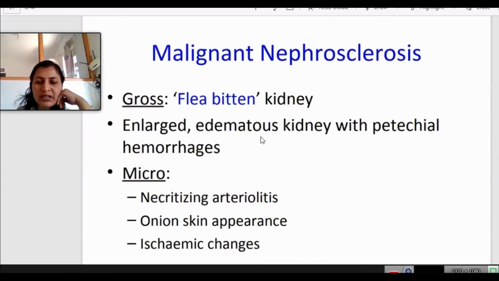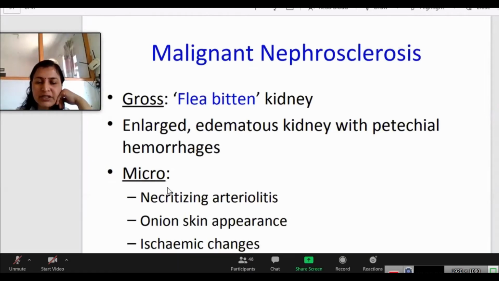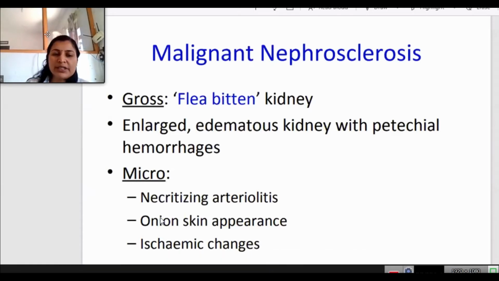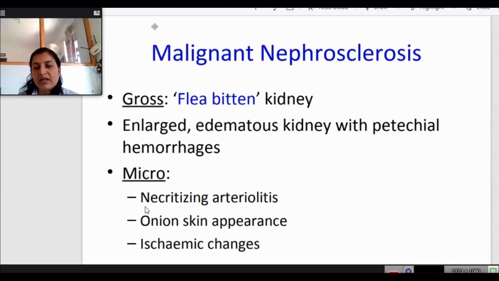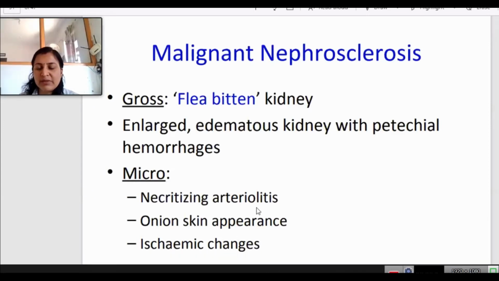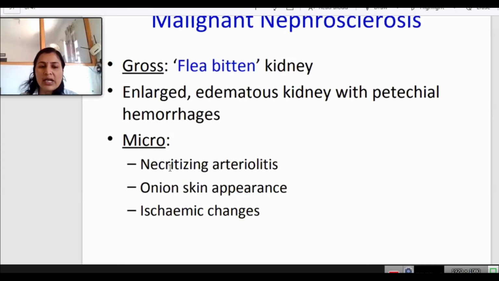What is malignant nephrosclerosis? It occurs in the course of malignant hypertension. Grossly, the kidney is flea-bitten, as if it is bitten by fleas. Unlike benign nephrosclerosis, it is enlarged and edematous with petechial hemorrhages, giving the flea-bitten appearance. While in benign nephrosclerosis, the kidney was small, granular, contracted, with V-shaped scars. In microscopy, there will be necrotizing arteriolitis, while in benign there was only intimal thickening and hyalinosis, or hyaline changes.